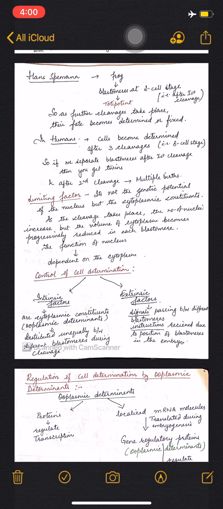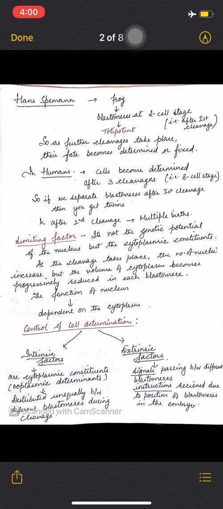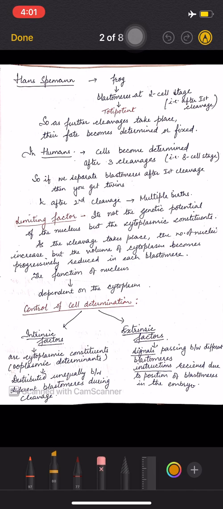Similarly, another scientist, Hans Spemann, worked on frog and he observed that the blastomeres at the 2-cell stage, that is after the first cleavage, are totipotent. Again, totipotent means they have the full potential to develop into a complete embryo. As further cleavages take place, their fate becomes determined or fixed. After the 2-cell stage in frog, the fate of the blastomeres becomes fixed. And in humans, these cells become determined after the 3rd cleavage, right? After the 3rd cleavage means by the 8-cell stage; till the 8-cell stage, the blastomeres are totipotent, right?